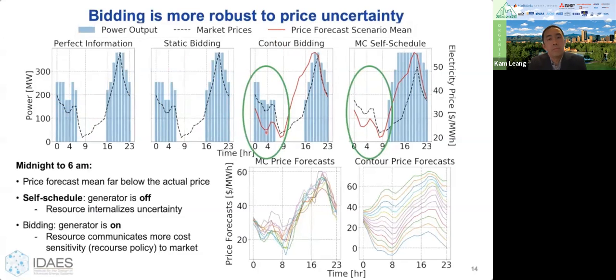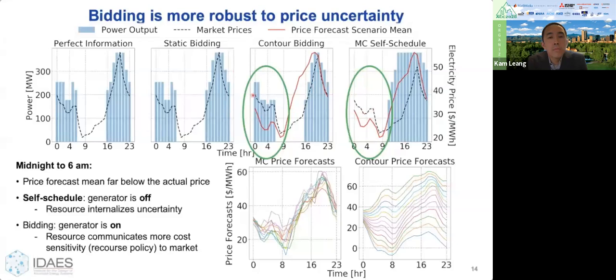Contour bidding, this is doing bidding, but with these contour samples, which are more spread out. And then Monte Carlo self-schedule is taking these Monte Carlo samples and doing self-schedule. But the big takeaway message here is that there's a big error between the red line, which is the price forecast mean, and the actual price. And with this error, the Monte Carlo self-schedule says the price is going to be so low, it's not worth my while, and the generator isn't turned on. But with bidding, it is turned on.